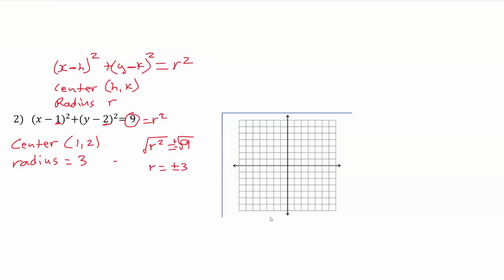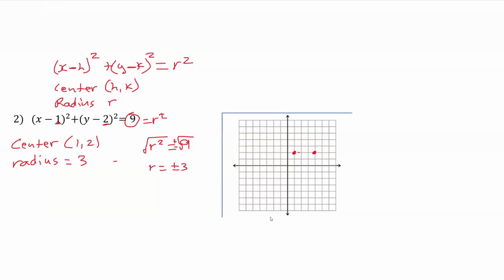So to graph that, you always start at the center. So the center is at 1, 2. So that's right here. Meaning you go 1 on the x and up 2 on the y, right? Each one of these lines is 1 unit away. And then from there, you do the same thing. You're counting the radius. Count 3 to the right, 3 to the left, 3 up, and 3 down from the center. So 1, 2, 3, that brings me here.